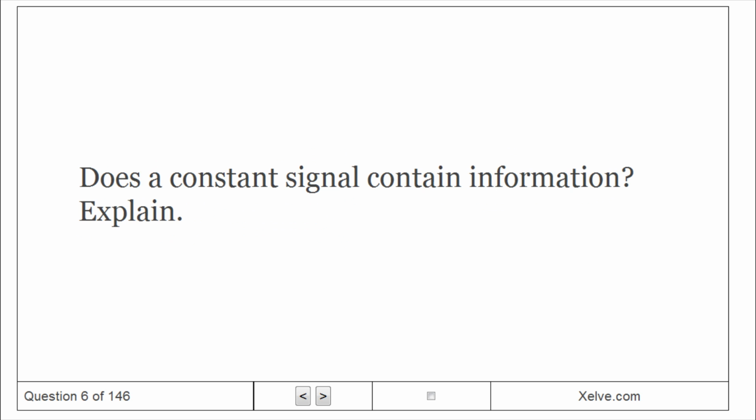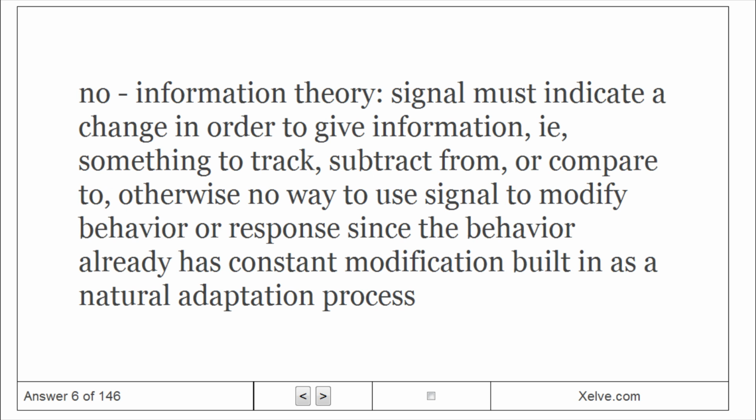Does a constant signal contain information? Explain. No. Information theory: a signal must indicate a change in order to give information, i.e., something to track, subtract from, or compare to. Otherwise there is no way to use the signal to modify behavior or response, since the behavior already has constant modification built in as a natural adaptation.